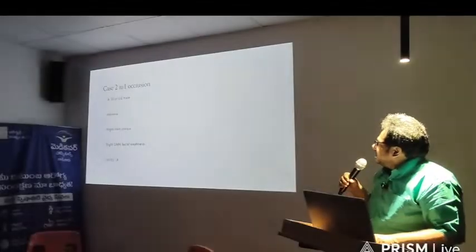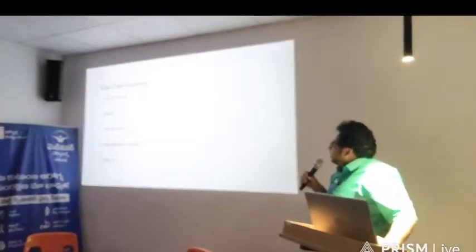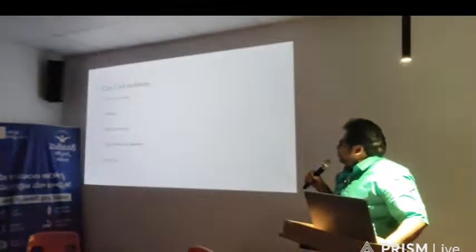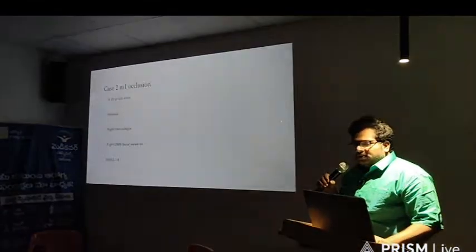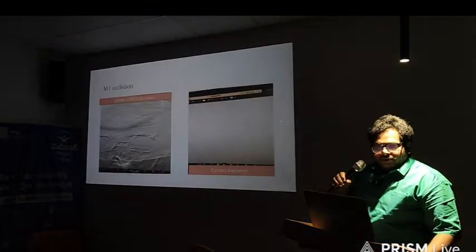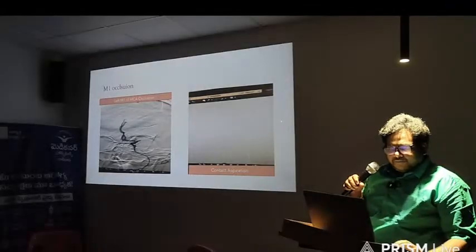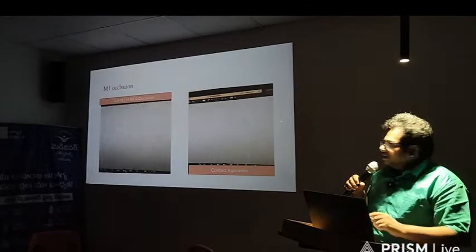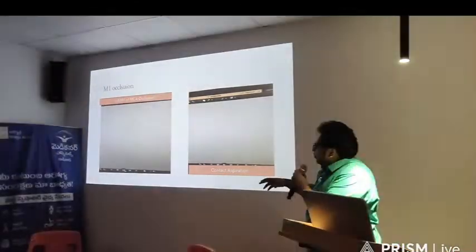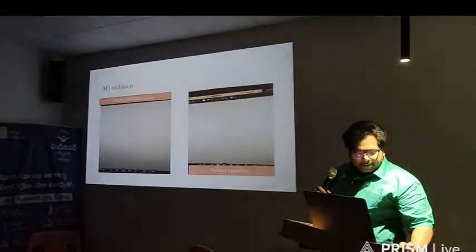So this is case 2, a 35-year-old male with aphasia, right hemiplegia and right UMN facial weakness. The NIHSS is around 14. This is the image showing. Can someone identify the abnormality here? I think we'll play it again.